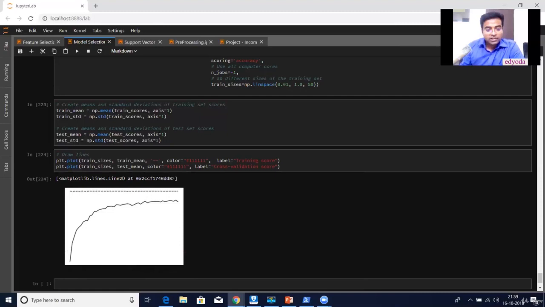That's pretty much all. You try out all the stuff. These are quick things that you do to understand how well your model is performing.